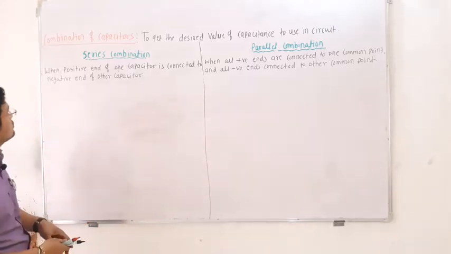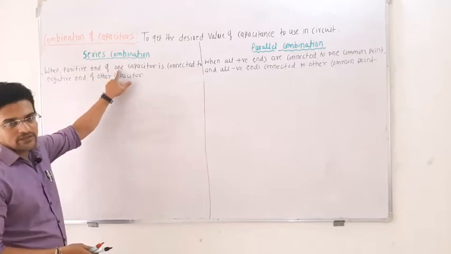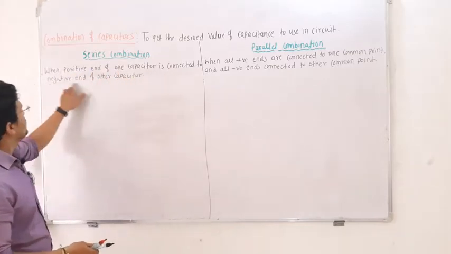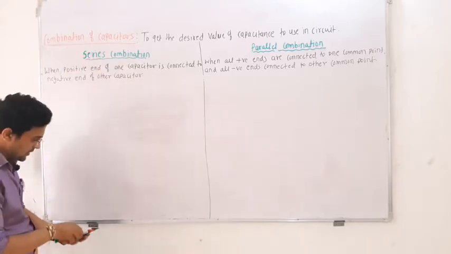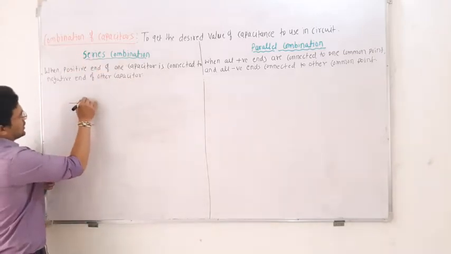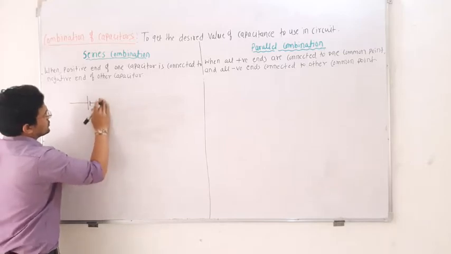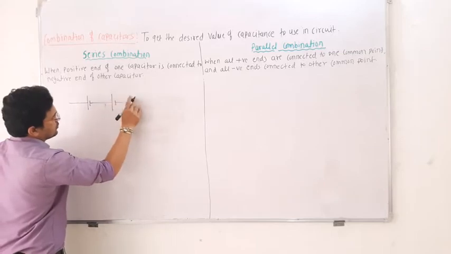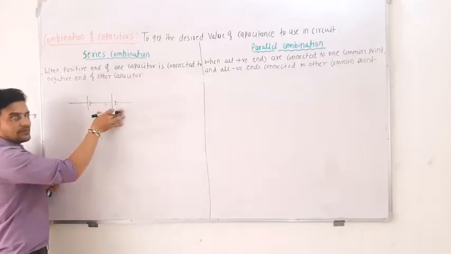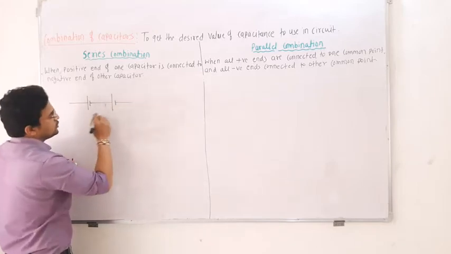So the first combination is a series combination. In series combination, when the positive end of one capacitor is connected to the negative end of the other capacitor, this combination is known as series combination. So simply, suppose this is positive, negative, and then positive, negative. We will see it for two capacitors. Whatever equation you get for two capacitors will hold for n capacitors also, so in both cases we will take only two capacitors.